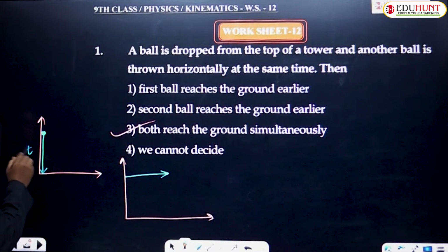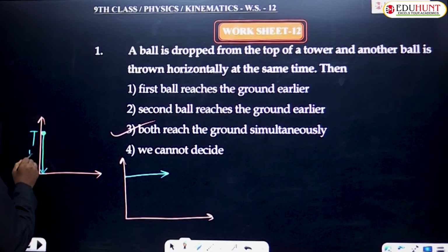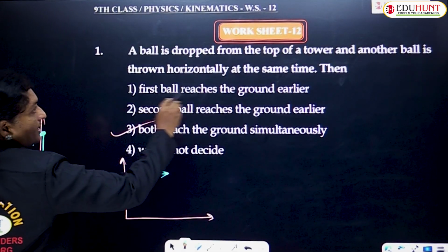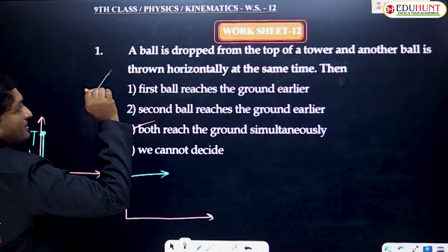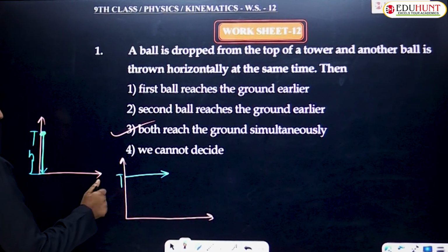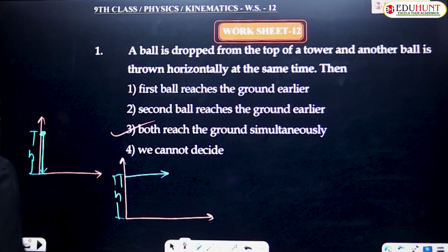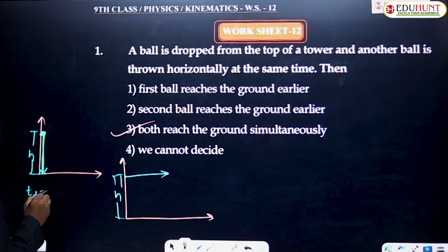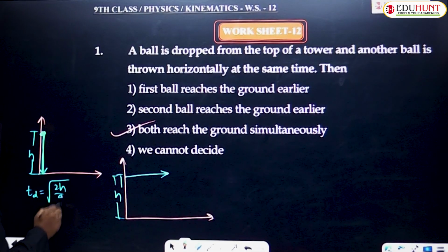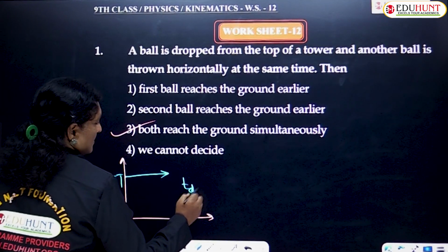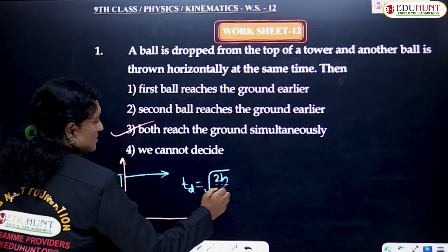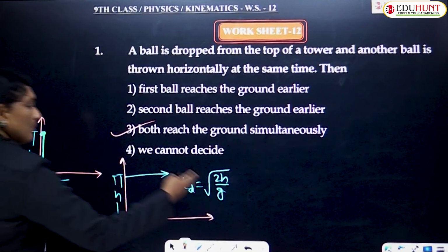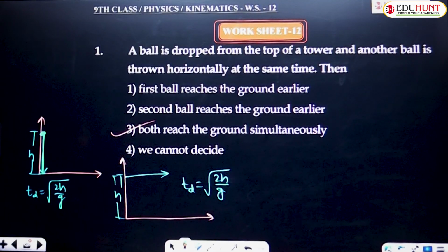In the first case, if you consider the height of the tower to be h, in the second case also from the same tower another ball is thrown horizontally at the same time from the top of the tower. Okay, so this is also height h. The time of descent is equal to root over 2h by g. Here also the time taken to reach the ground is root over 2h by g, because in both cases the height is the same and the acceleration due to gravity is also the same.